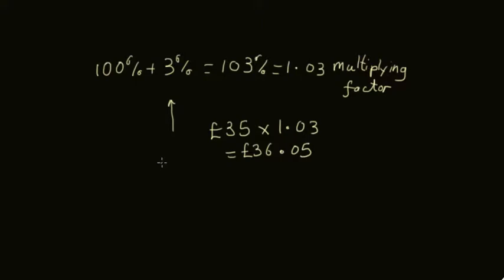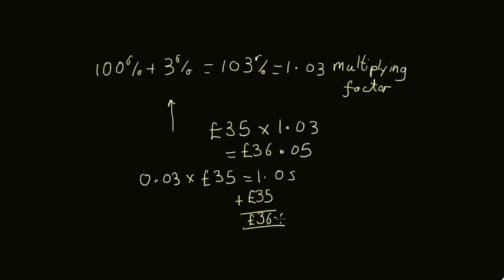It's exactly the same principle as what we've done before. So before we would have done 0.03, which is 3% as a decimal, and then we'd times that by the 35, and we'd get 1.05, and then we would add that to the £35, and we would get the 36.05. By doing it this way, we're cutting out those extra steps.